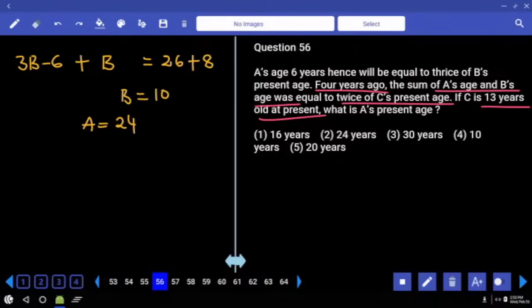Is it clear? This is one way. Otherwise, using the first statement, you can conclude one thing. Can somebody tell me? Using the first statement, you can conclude something.